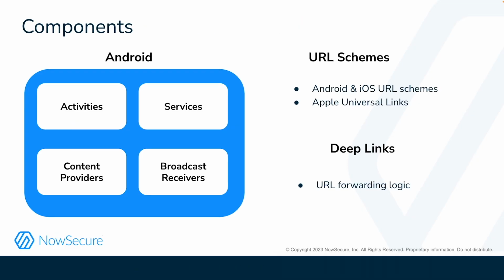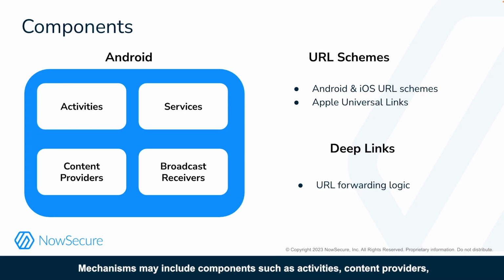Mechanisms may include components such as activities, content providers, services, broadcast receivers, URL schemes, deep links, etc. An attacker will look for compromises in the ability to export or hijack IPC mechanisms. These compromises can expose functionality and data to other apps via IPC mechanisms, such as intents, binders, Android shared memory, broadcast receivers, or to the user via the user interface.